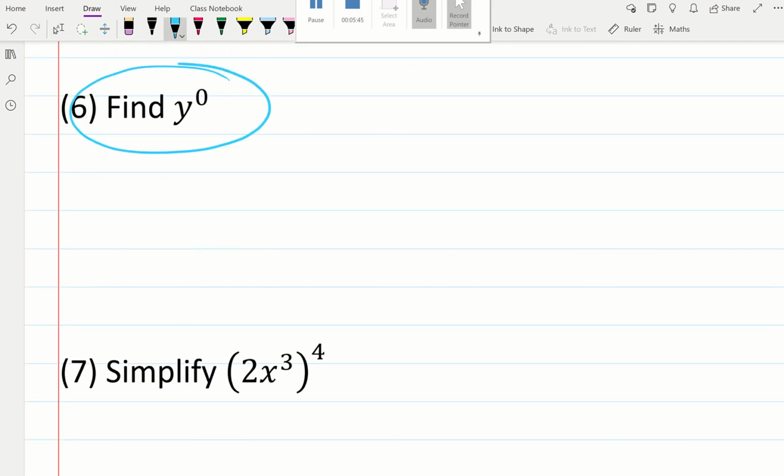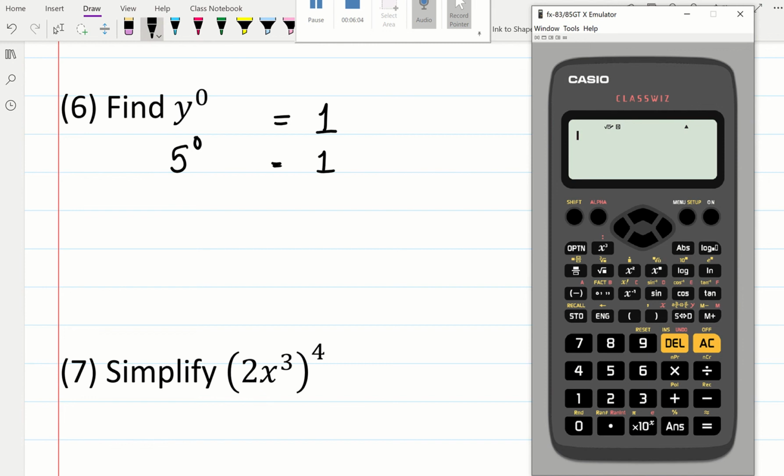This is usually a very simple 1-mark question. Find y to the power of 0. Anything to the power of 0 equals 1. Whether it's a number, 5 to the power of 0 equals 1, or a letter. And if you're not sure, if you forget, but you shouldn't, you get your calculator, and yes, it says y, but y represents any number. So you get your calculator and you put 9, for example, or any number you want, to the power of 0 equals, and it will give you 1, so you can check.